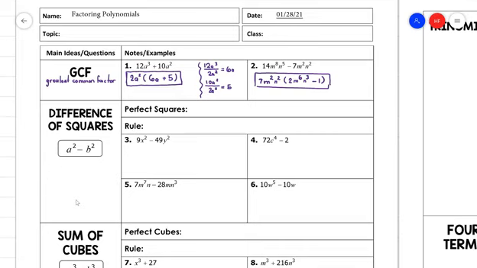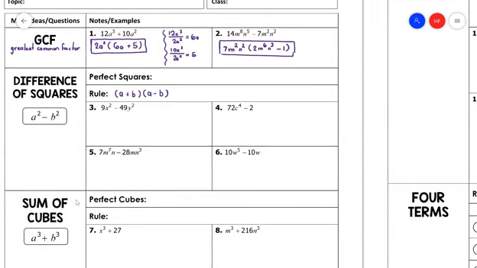So the rule when we are factoring perfect squares is going to be a plus b, a minus b. We see off to the side there that it's a squared minus b squared as our original problem. So yes, we would have to take the square root of each. On each of these, we know they're differences of squares because this section tells me so. So what I'm going to do is take the square root of each term.